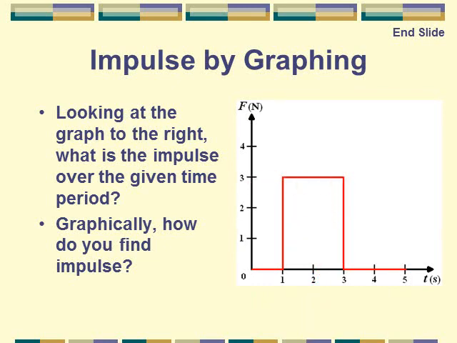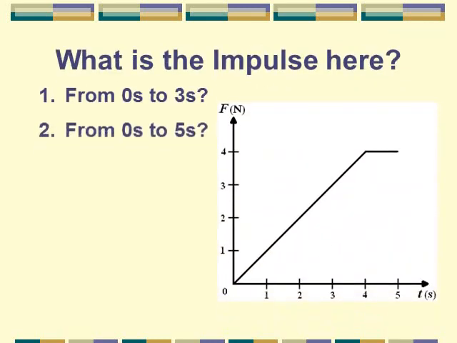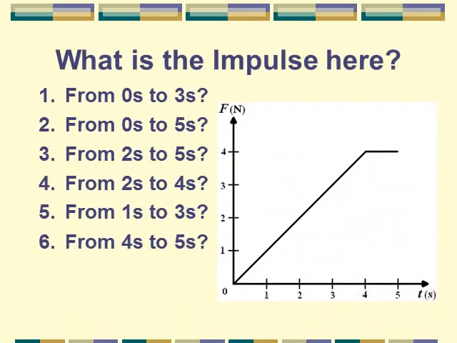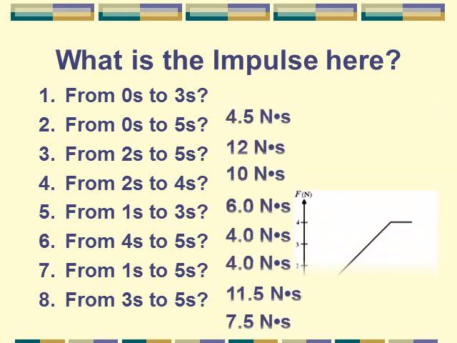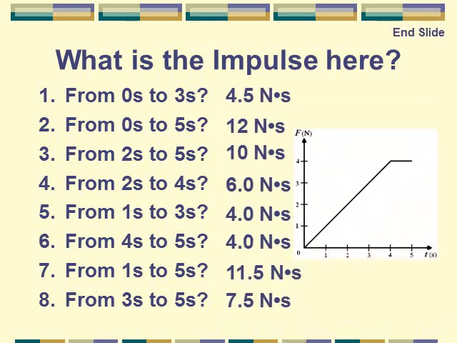Now, if we don't have a force that's constant, then we can still take the area under a force versus time graph to find an impulse. We've got a couple of examples right here: from 0 to 3 seconds, 0 to 5 seconds, 2 to 5 seconds, 2 to 4 seconds, 1 to 3. These are several examples that we do in class that I give to each group. These are the answers for each one of those if you want to give those a try.